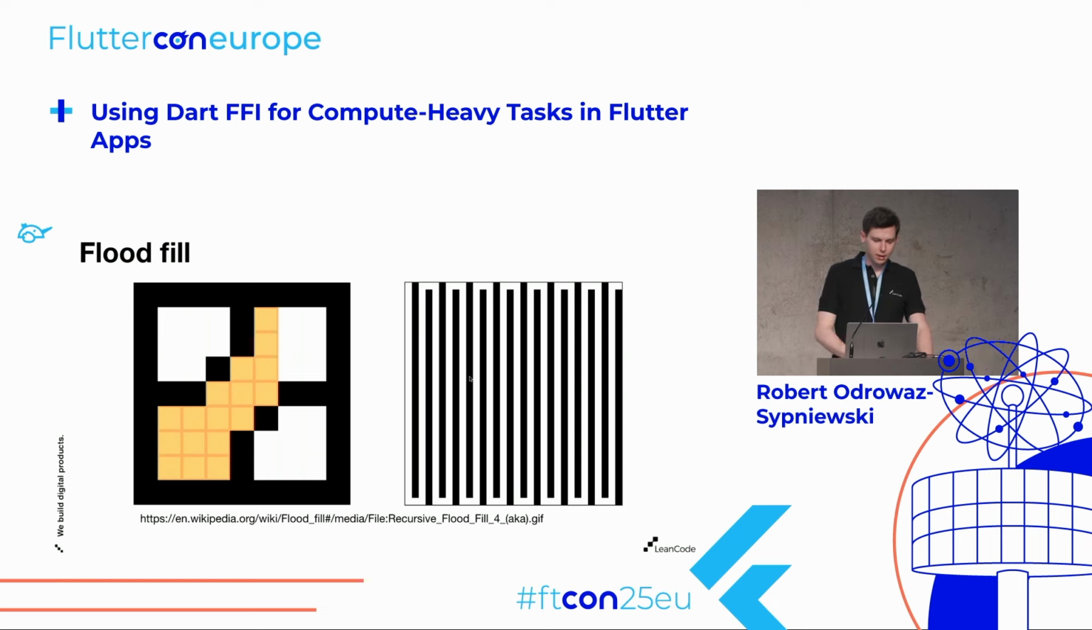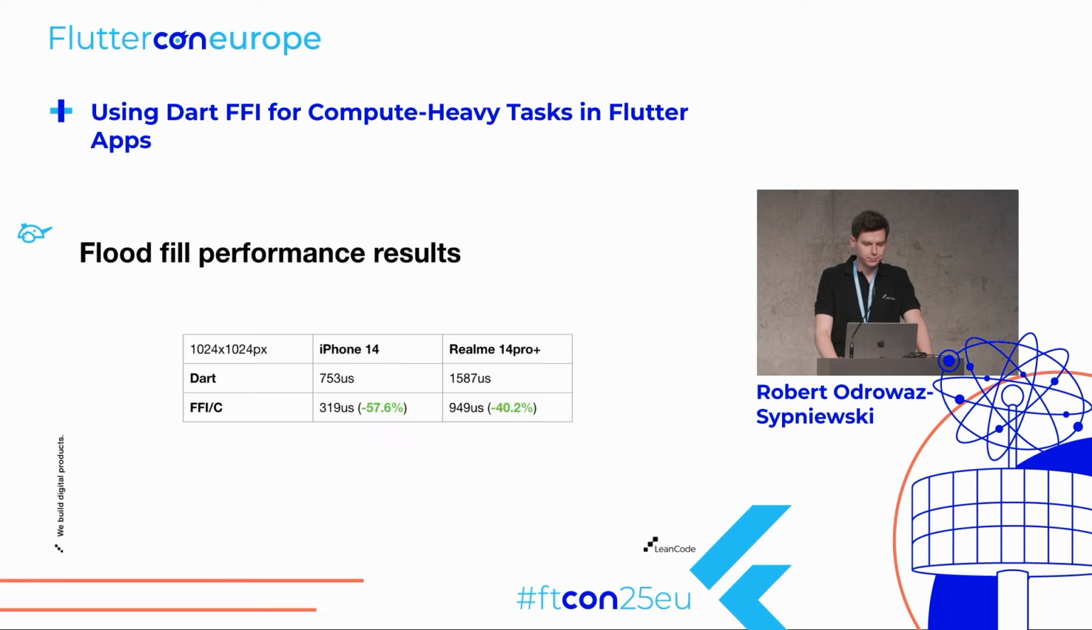Flood fill, otherwise known as the bucket tool in MS Paint. On the left we have just an illustration of the algorithm. On the right, this is the actual pattern that we'll be testing against. By the way, it's higher resolution, it's not a single pixel wide, but this long squiggly line. So it's a pretty pessimistic case for flood fill. And here on iOS, we have a reduction of 57% by moving from Dart to C, exactly the same algorithm, and 40% on Android.